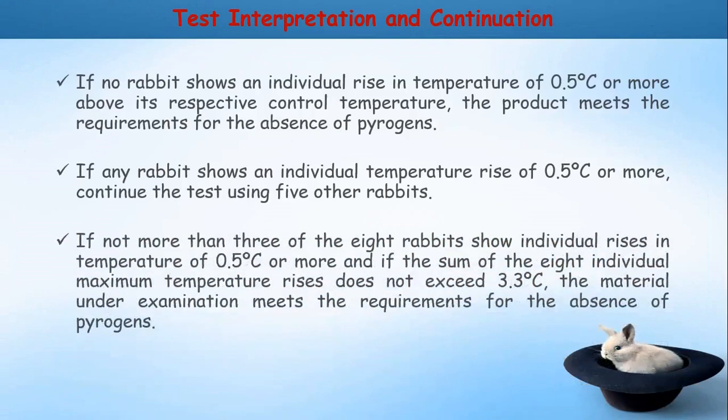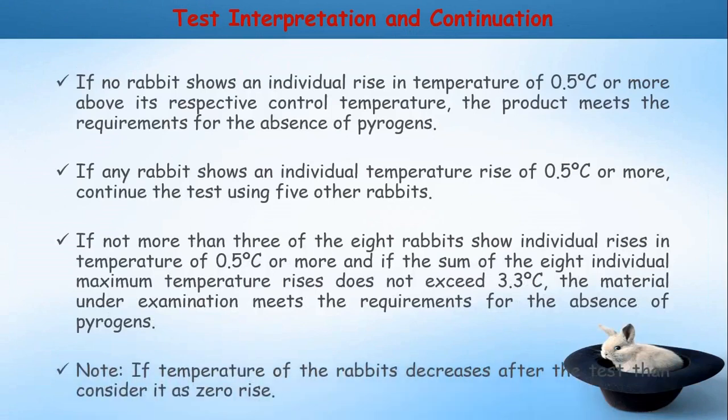If not more than 3 of the 8 rabbits show an individual rise in temperature of 0.5 degrees Celsius or more, and if the sum of the 8 individual maximum temperature rises does not exceed 3.3 degrees Celsius, the material under examination meets the requirement for the absence of pyrogen. If the temperature of a rabbit decreases after the test, then consider it as a zero rise.